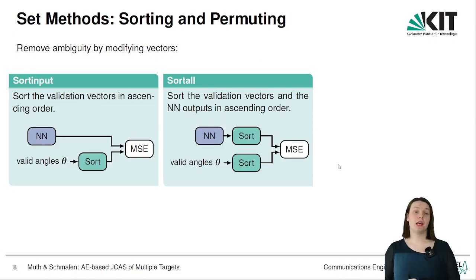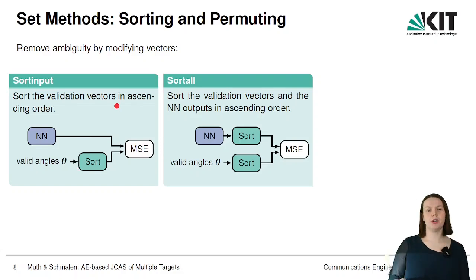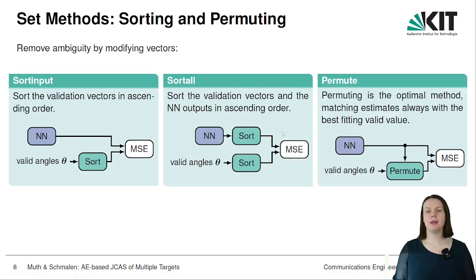2 of these methods rely on sorting. So we have one that is this sort input, where we take our valid angles and we sort the valid angles. And then here we just take the raw neural network output, which should incentivize the neural network to also give the results in an ordered manner, so already sorted. Then we have the sort all approach, as a comparison whether this actually works or not. So we sort the neural network outputs, the valid angle outputs, and then do our mean squared error. And lastly, we have basically an optimal version, which is this permuting, where we take our valid angles and then we also look at our neural network output, and then we calculate all permutations of our mean squared error and just choose the lowest.